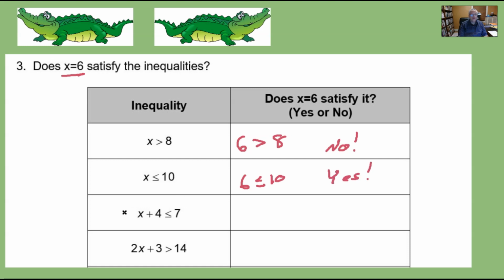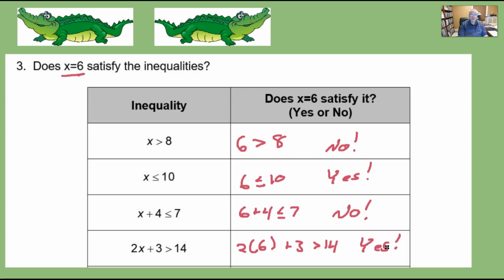All right, so whether an inequality like this is true or not depends on the value of x we put in. So putting 6 into this one, 6 plus 4 is less than or equal to 7. Well, that's 10. That's not less than or equal to 7. So this one is no. And putting 6 into this one, we get 2 times 6 plus 3 is greater than 14. That's 12. 2 times 6 is 12, plus 3 is 15. That is greater than 14, so that works.